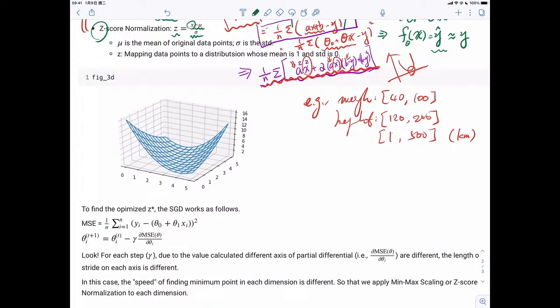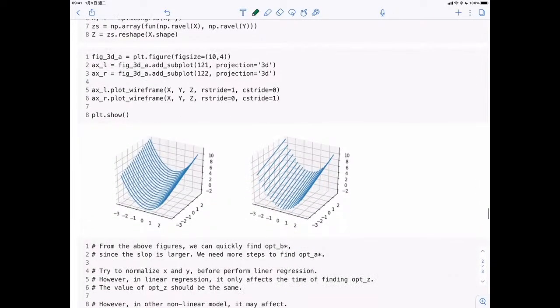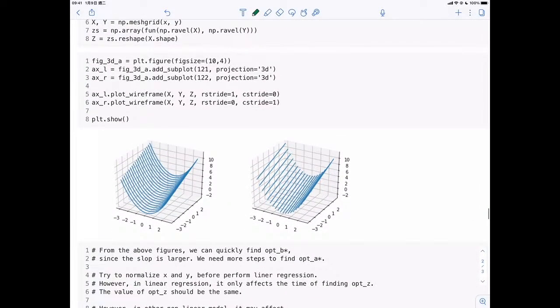So then, when you find the minimum value of the MSE, it is much better and easier for gradient descent to find at this point. So that's it. We have talked about this before. And that is the gradient descent, right? And that is the MSE value.